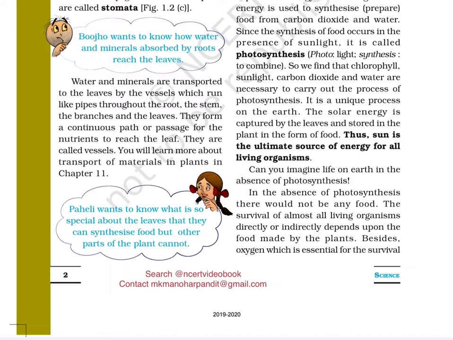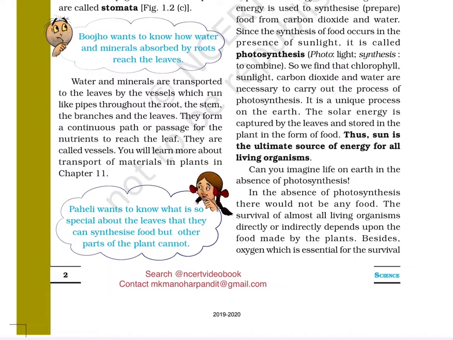It is a unique process on the earth. The solar energy is captured by the leaves and stored in the plant in the form of food. Thus, sun is the ultimate source of energy for all living organisms.